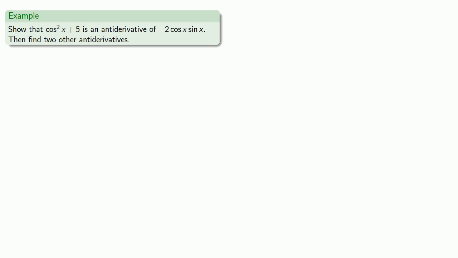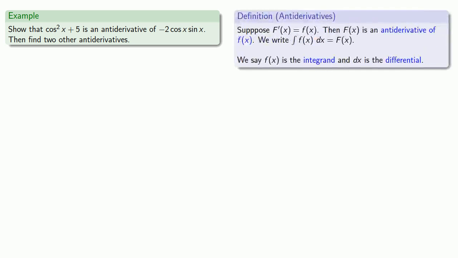So for example, we want to show that cosine squared x plus 5 is an antiderivative of minus 2 cosine x sine of x, and then find two other antiderivatives. So we'll pull in our definition of antiderivative. It's an antiderivative if the derivative is what our function is. So the easiest way to verify this is to differentiate. Is it true that the derivative of cosine squared of x plus 5 is minus 2 cosine x sine of x? Well, let's check it out.